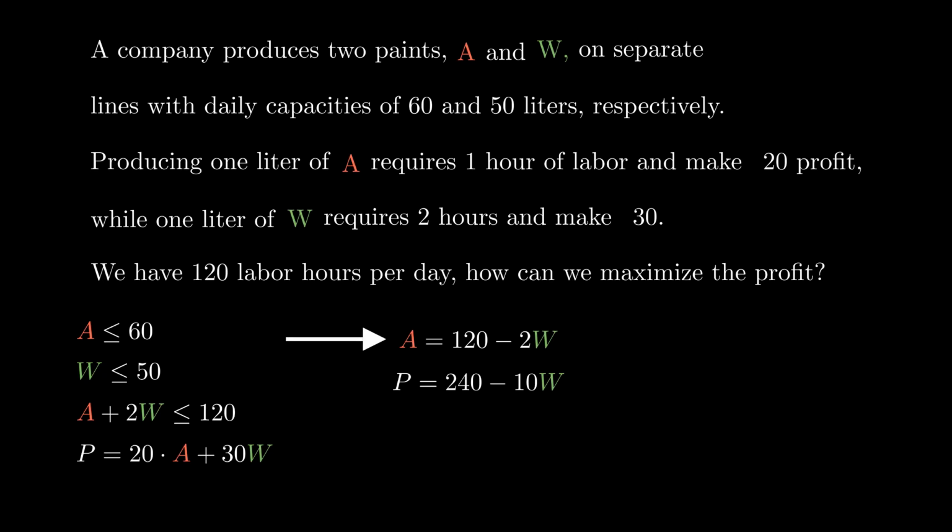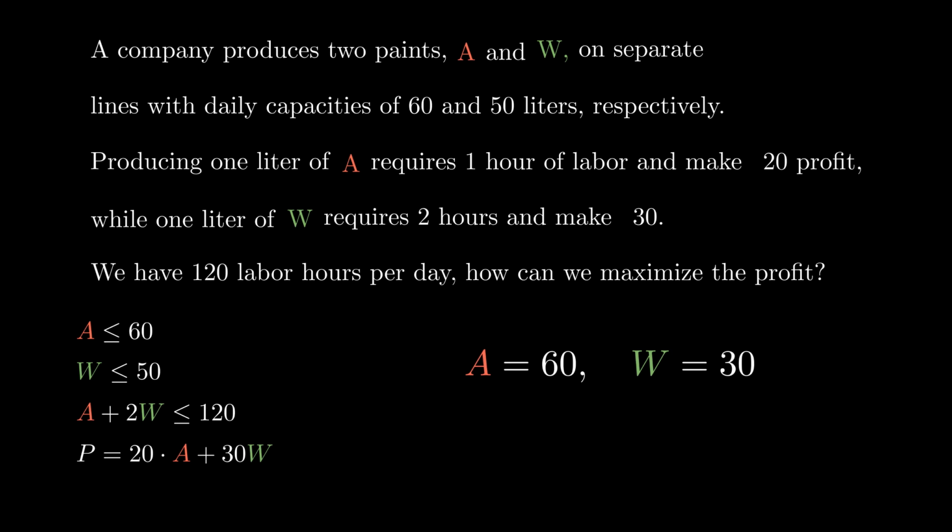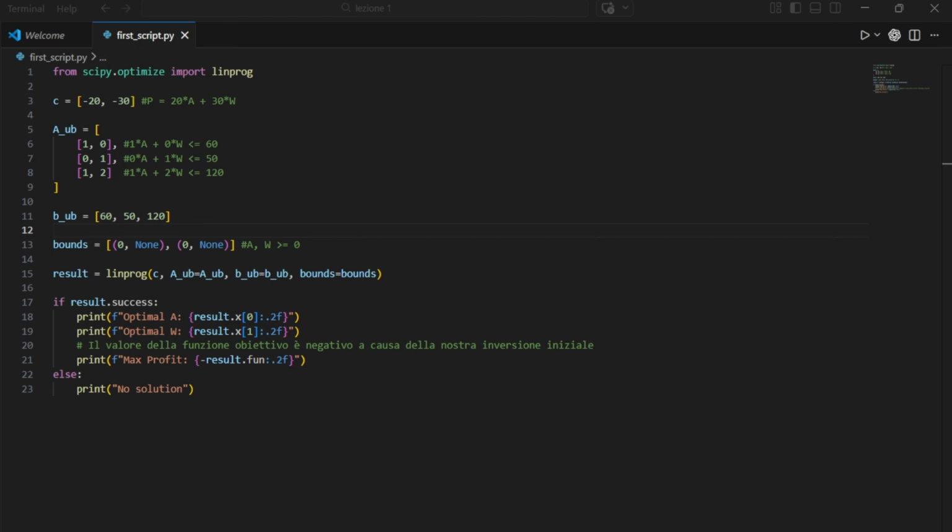To minimize W, we simply set A to its maximum, 60, and derive W from the equation above, obtaining W equal to 30. In this scenario, the total profit is $2,100. But how do we know that this is the real optimal solution?